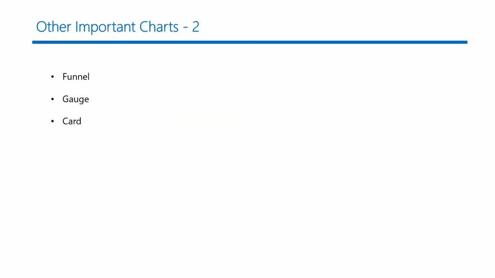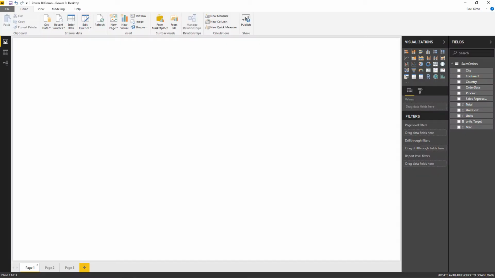Hi, in this video, we will discuss the other important Power BI visuals like funnel charts, gauge, and card charts. A funnel chart helps you visualize a linear process that has sequential connected stages. For example, a sales funnel that tracks customers through various stages like lead, qualified lead, prospect, contract, and close.